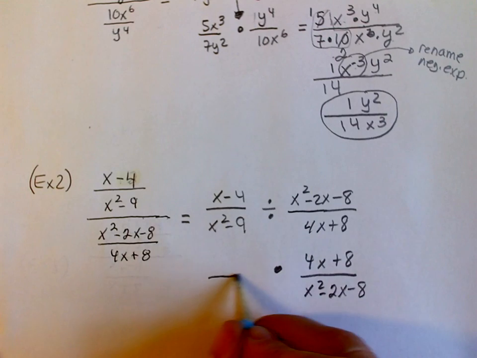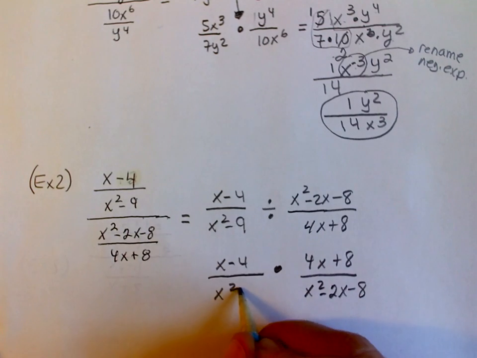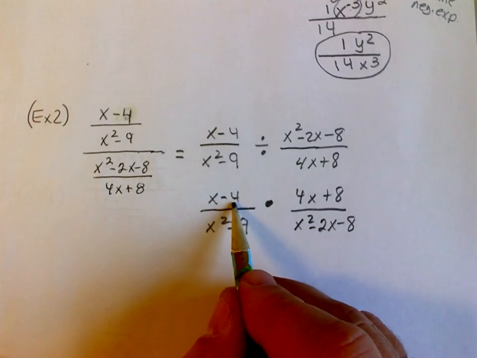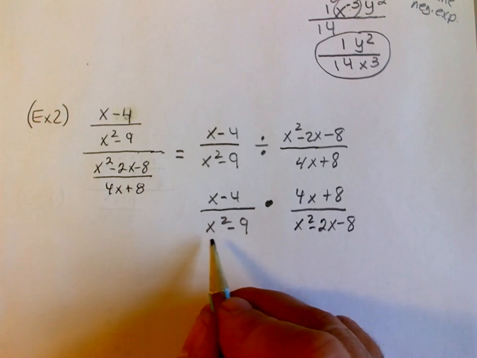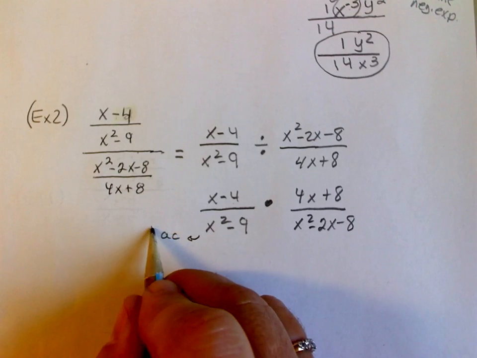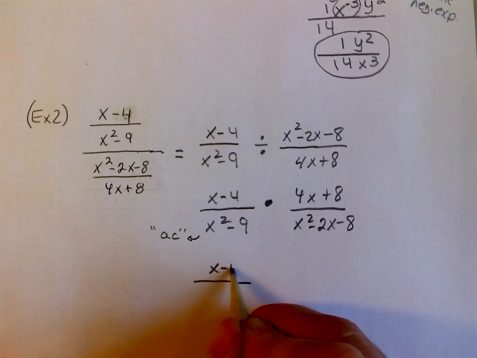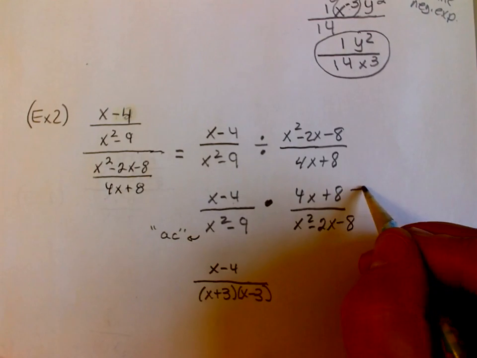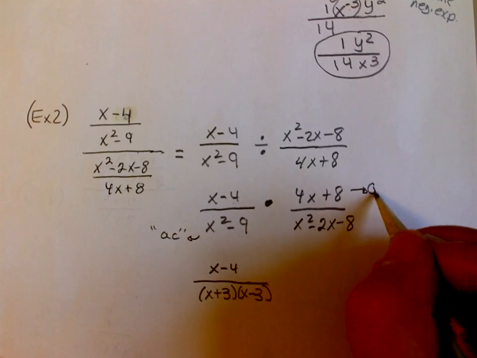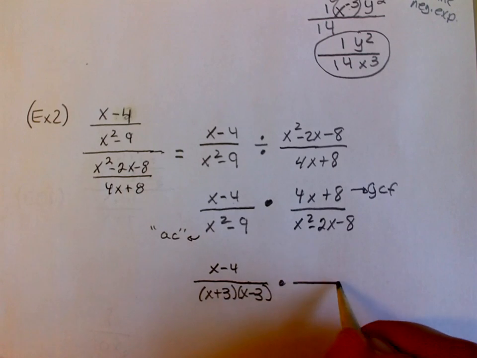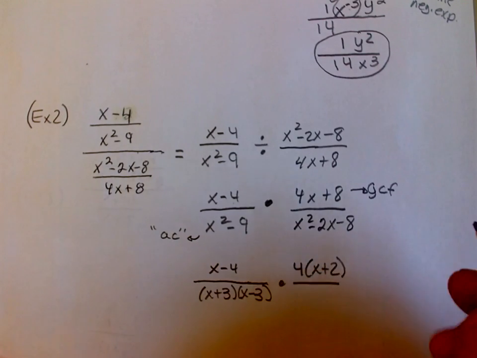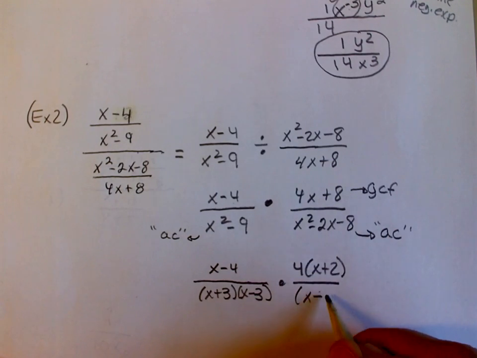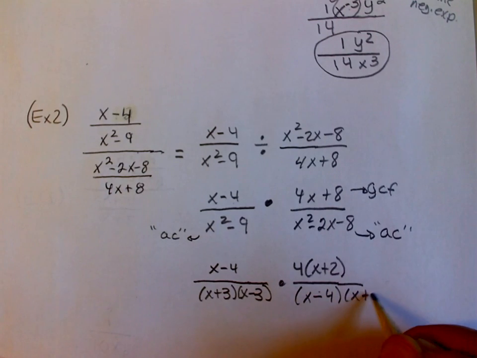Now we'll utilize our factoring techniques in this example. That's your AC method, GCF methods of factoring. The numerator is already in its simplest form. We don't have anything to factor there. The denominator, we do have an AC form of factoring, so I will factor that into x plus 3 and x minus 3. Numerator of the second fraction is a GCF method, so I will factor out a 4, and I'm left with x plus 2. And then in my denominator, there's my AC method again. That will factor into x minus 4 times x plus 2.